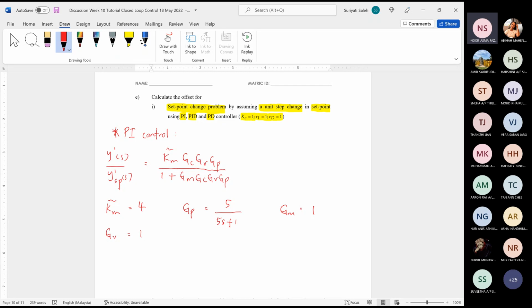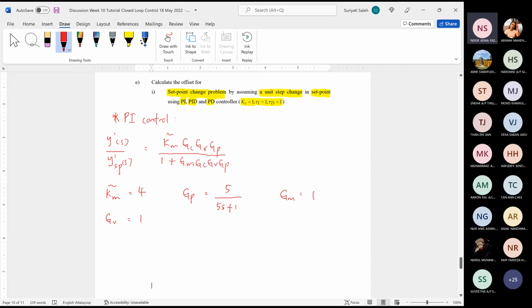So based on the previous calculation, your set point transmitter is equal to 4. The GV, the valve transfer function, equal to 1. The measurement transfer function equal to 1. And your GP equal to 5 over 5S plus 1. In this case, the controller that we are going to use is the PI control. So that means your GC has the following expression.